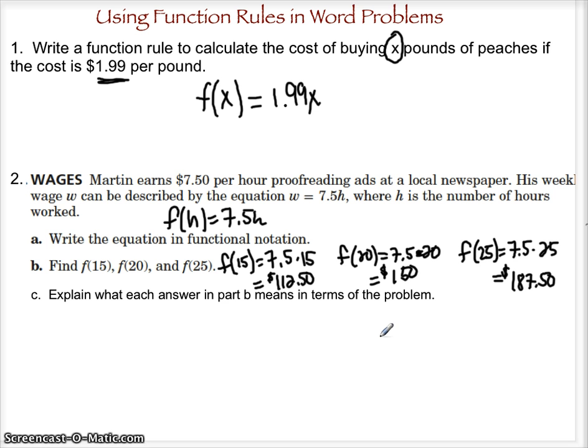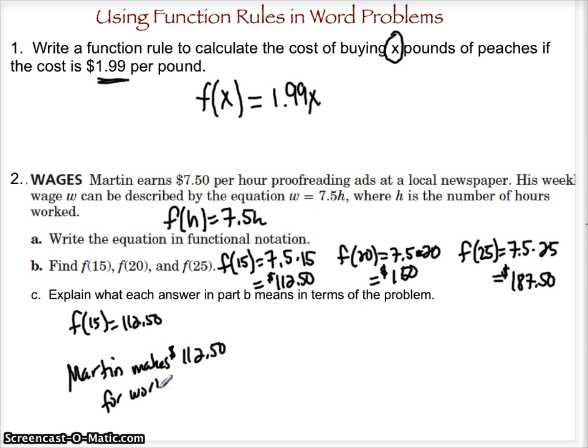So explain what each answer in part B means in terms of the problem. So let's talk about the context. Okay, so basically to know that f of 15 equals 112.50, what does that tell you? Well, that tells you that Martin makes 112.50 for working 15 hours. Okay, that's the context of the problem.